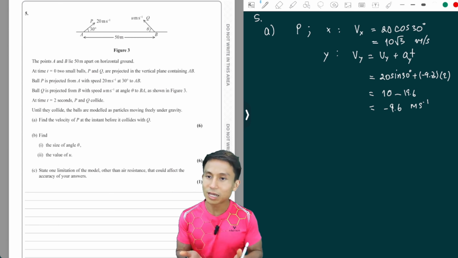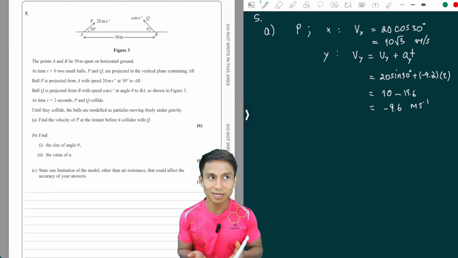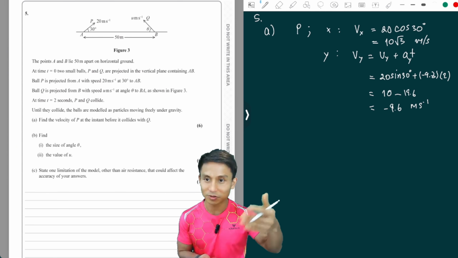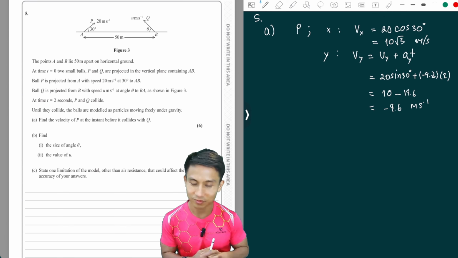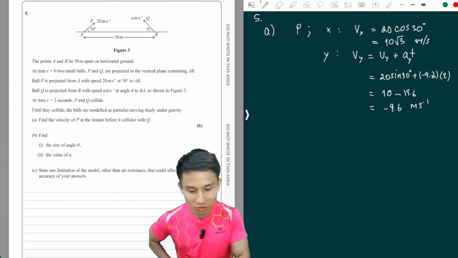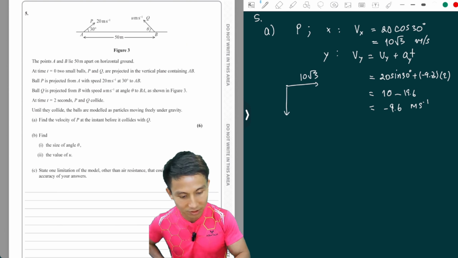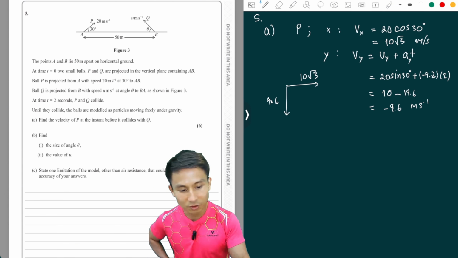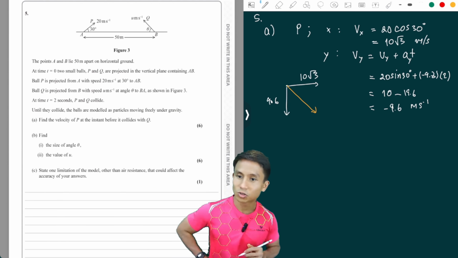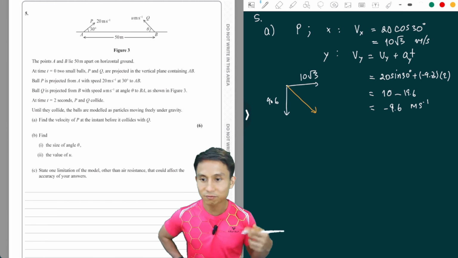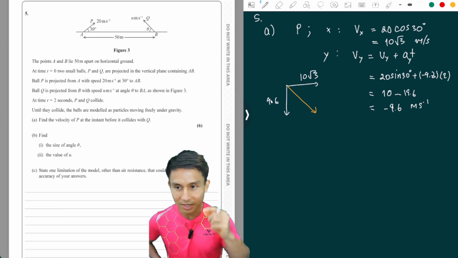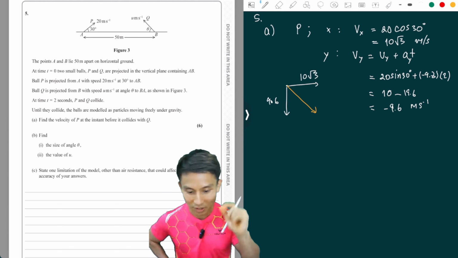Now, note that it is a negative sign, so this indicates that at time equals 2 it is going down. So the velocity diagram will be something like this. This is 10 root 3, and this is downwards 9.6. So the resultant velocity should be like that. Just to be safe, for the velocity of P, we have to state the magnitude as well as the direction.